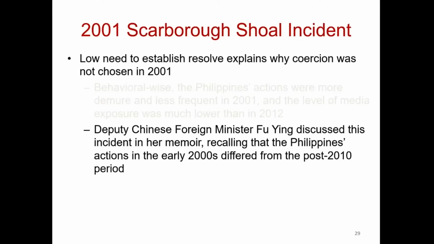And if we look at primary speech evidence, there was a memoir written by former Deputy Chinese Foreign Minister Ying, who was then Chinese ambassador to the Philippines. She wrote about this incident in her memoir, recalling that the Philippines' actions differed in the early 2000s, in particular noting the Philippines to be a lot more cooperative than in the post-2010 period. And that's why I argue that China refrained from coercion in this case.